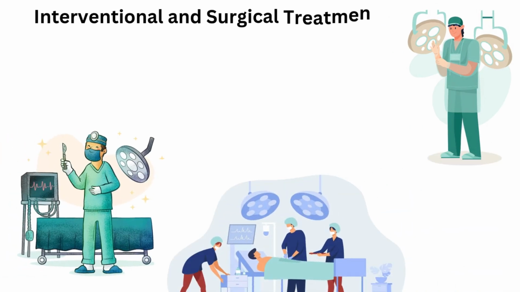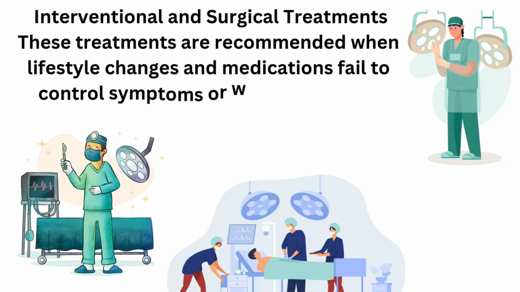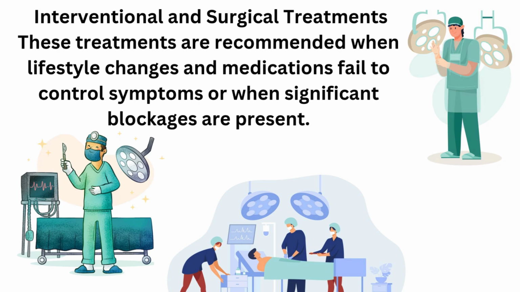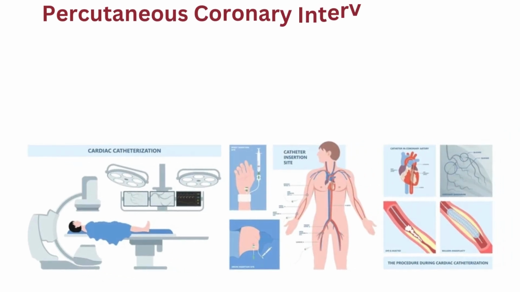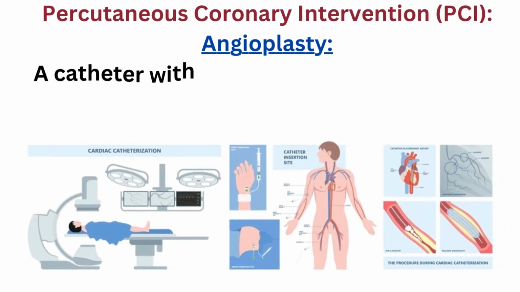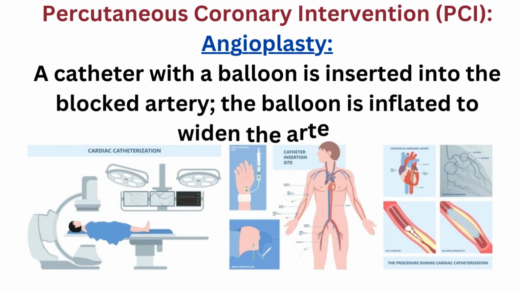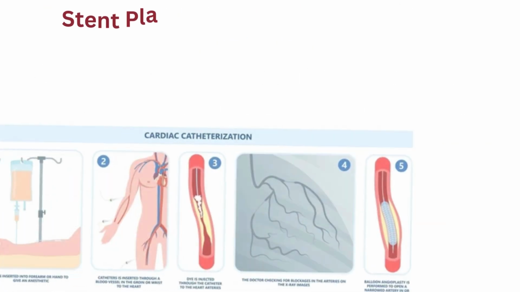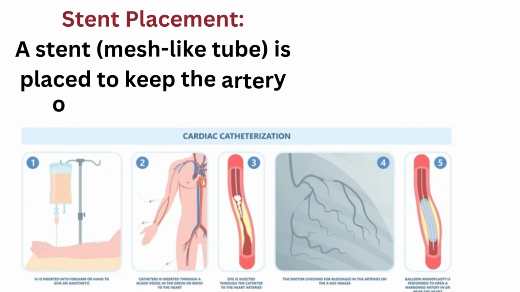Interventional and surgical treatments. These treatments are recommended when lifestyle changes and medications fail to control symptoms or when significant blockages are present. Percutaneous coronary intervention, PCI. Angioplasty. A catheter with a balloon is inserted into the blocked artery. The balloon is inflated to widen the artery. Stent placement. A stent, a mesh-like tube, is placed to keep the artery open permanently.